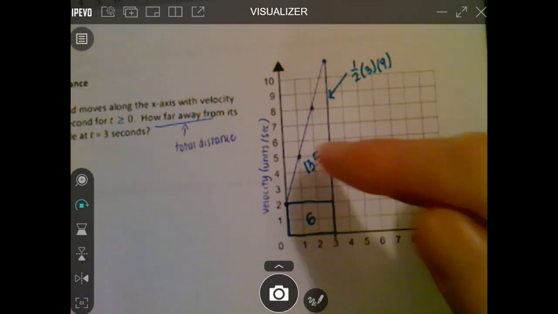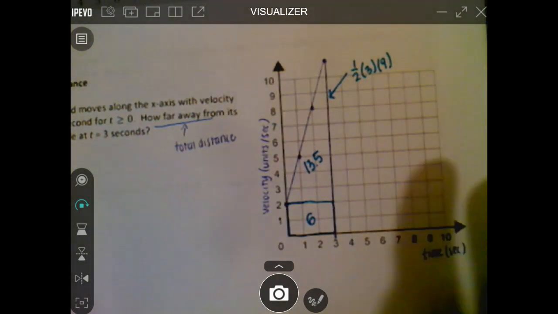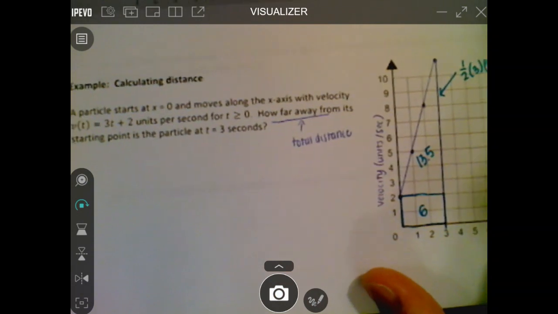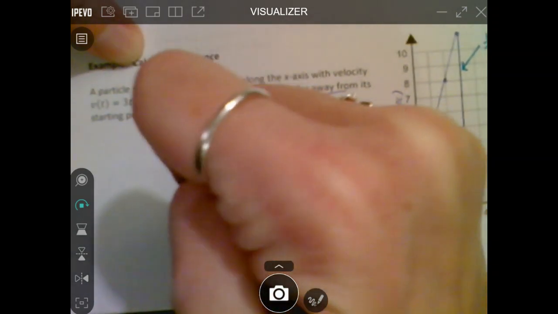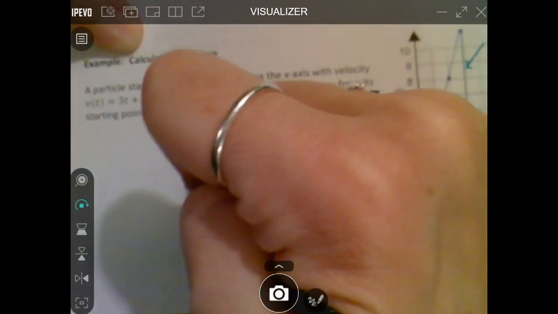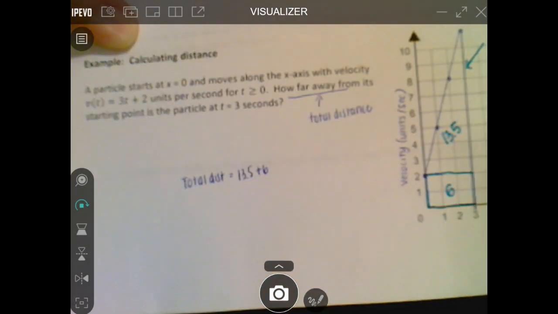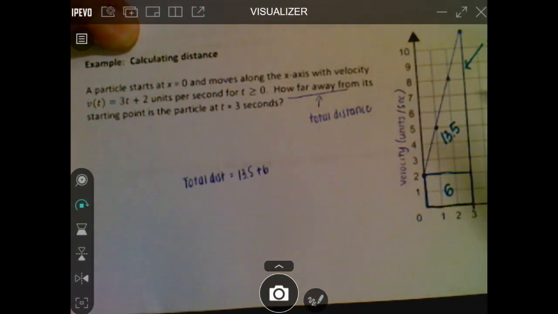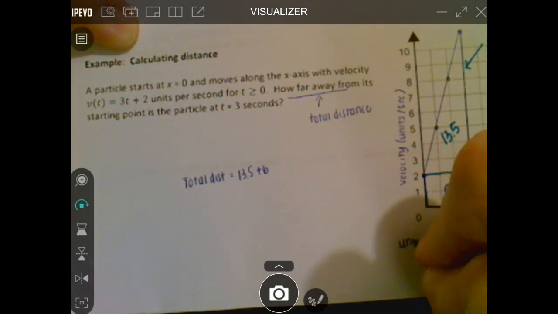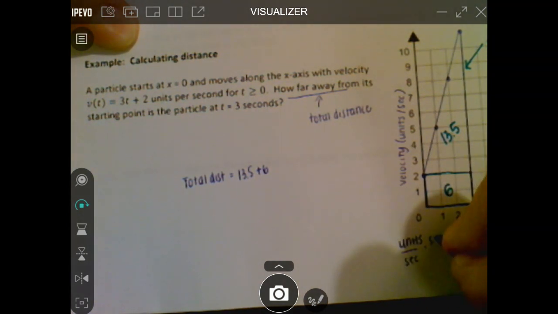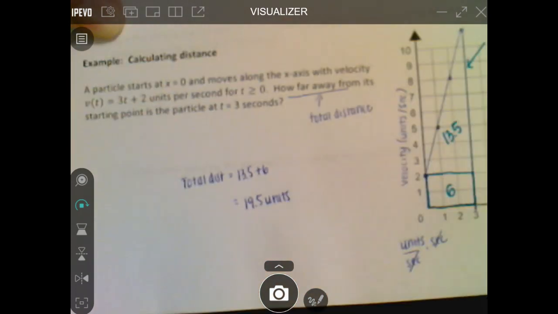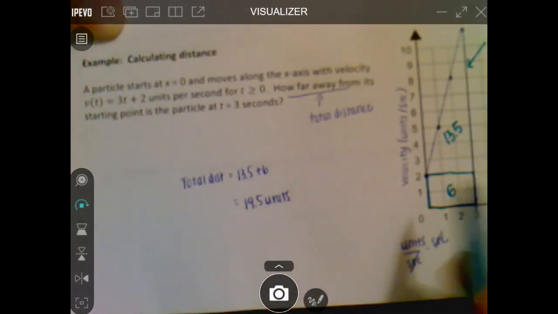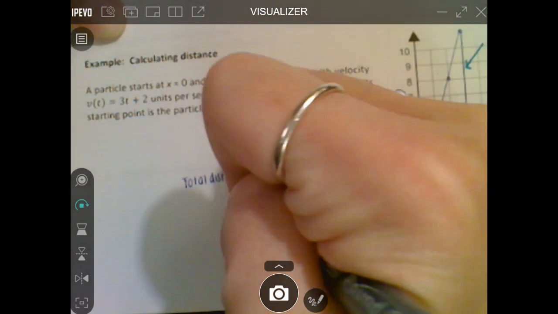And then I'm looking to, again, add these two values together to get my total distance away, or my total distance traveled. So my total distance is going to be 13.5 plus 6. And my units, again, are going to be my units per second being multiplied by my time. So if I multiply those together, units per second times seconds, seconds are going to cancel out. And I should be left with, I think, 19.5 units. So it looks like my particle is 19.5 units away from the starting point.